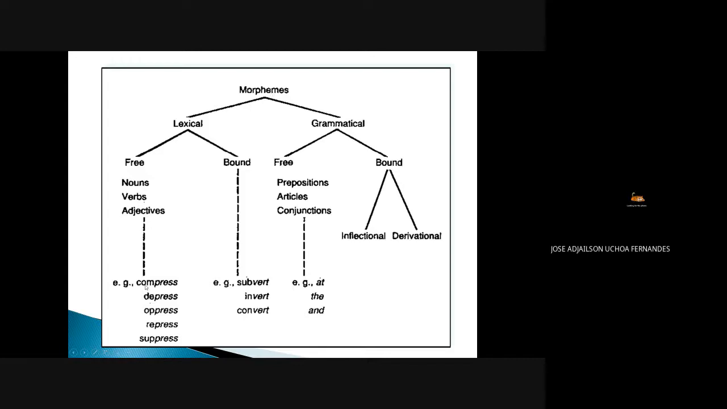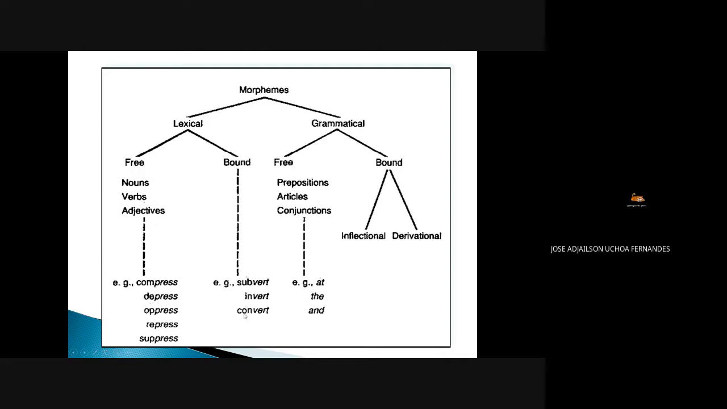Now, when I change the prefix, con, de, op, re, or sup, I change slightly its meaning, okay? Com, de, op, re, and sup are bound morphemes. Take the case here of bound morphemes.